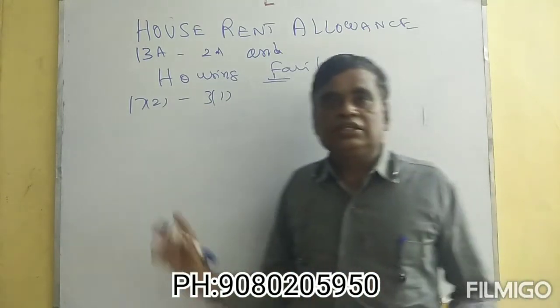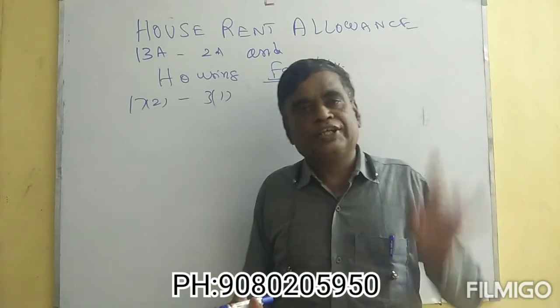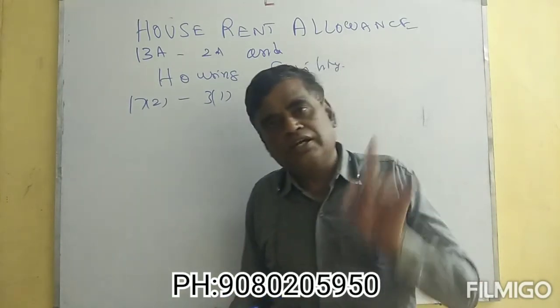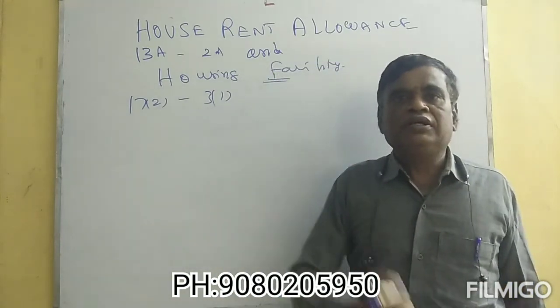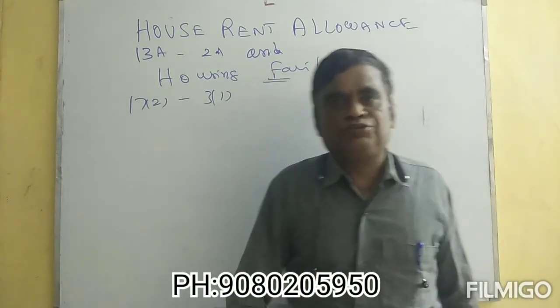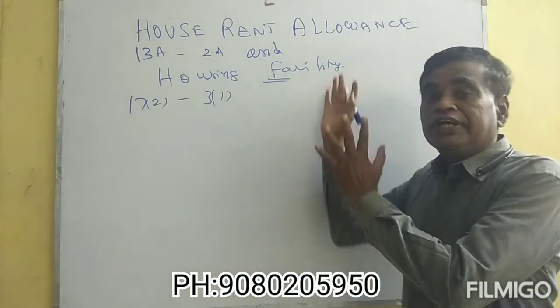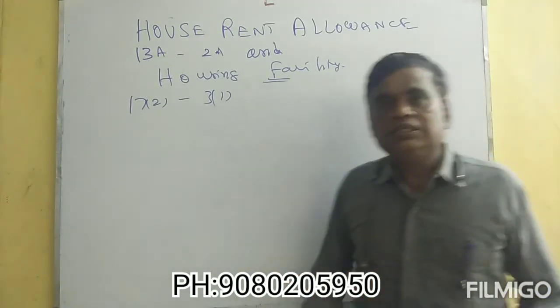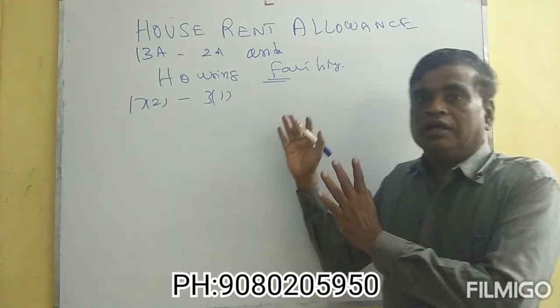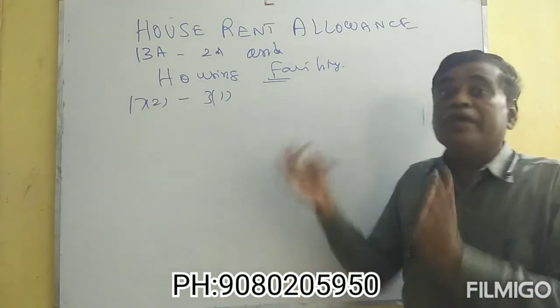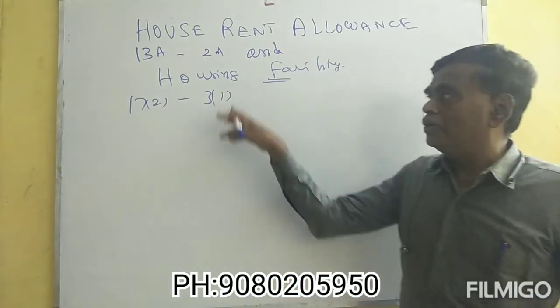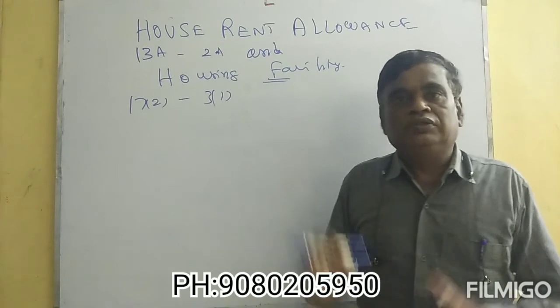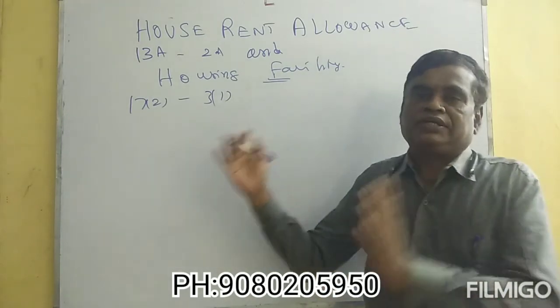House rent allowance is one of the allowances, a cash payment. It is included in gross salary after allowing a specified amount of exemption. Whereas the rent-free accommodation facility, housing facility, is included in gross salary at a value determined in accordance with Rule 3(1) under the Income Tax Act.